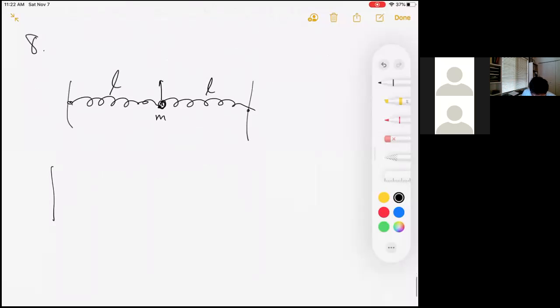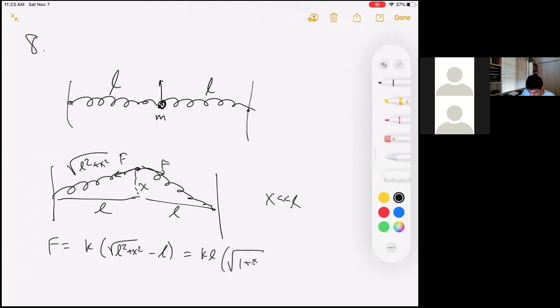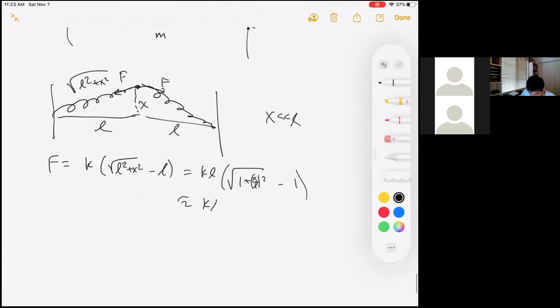So if we extend it out by x, these are still L, and the spring's length is the square root of L squared plus x squared. So the restoring force is now k times the extension, and since we're assuming x is much less than L, so small oscillations, we can use a Taylor approximation on this. And this is approximately equal to kL times 1/2 x squared over L squared.